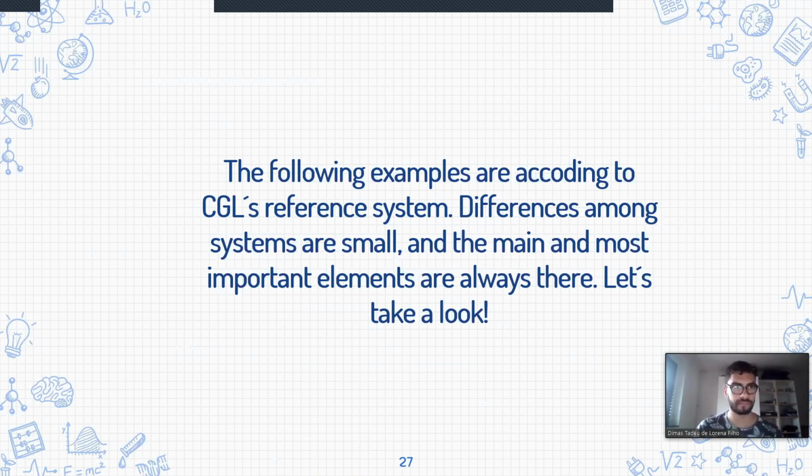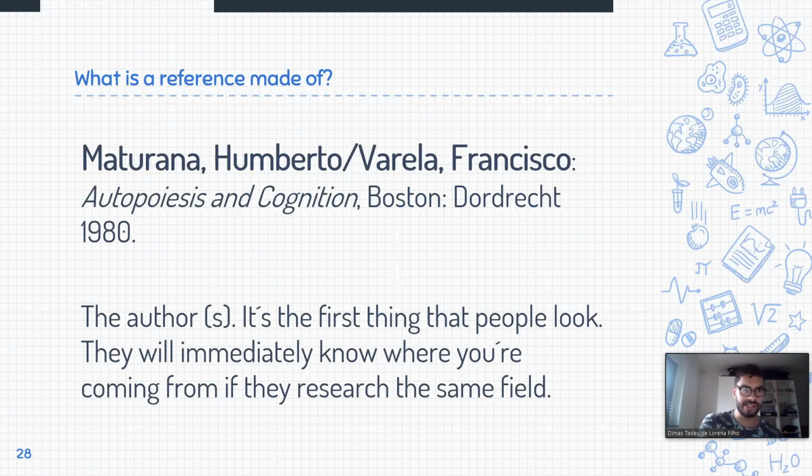So let's take a look. What is the reference made of? This is CGL, again, a system. The first part, and the most important, is the big one here. That is the author or the authors.